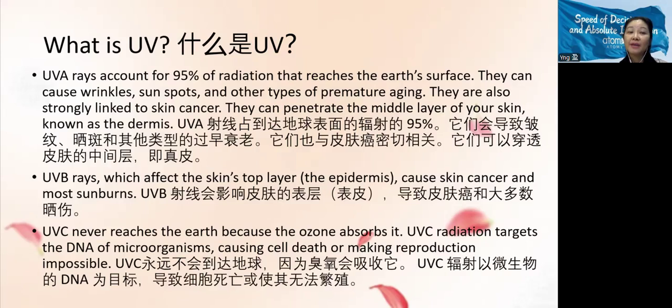You see, A means aging, causing our skin to age, and B is the cause of burns. And UVC, we do not have to worry about because it never reaches the Earth, since the ozone already absorbs it. UVC radiation targets the DNA of microorganisms, causing cell death or making reproduction impossible.